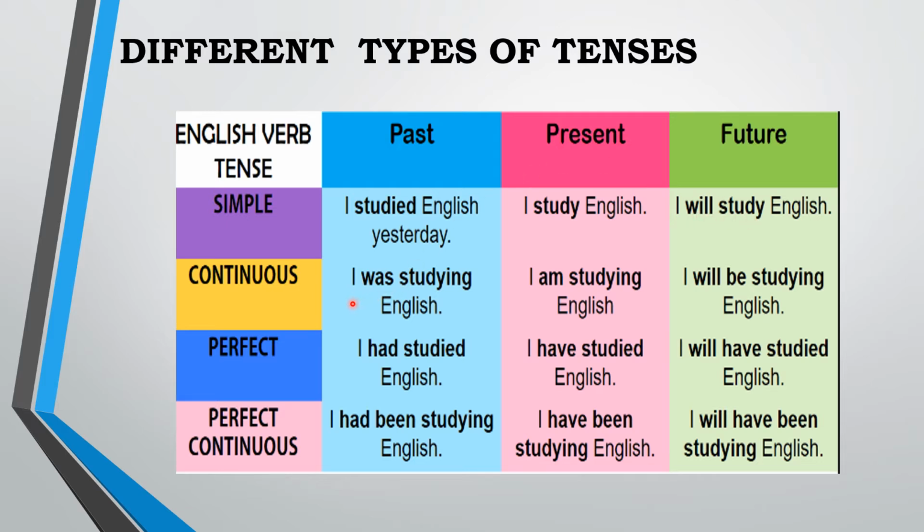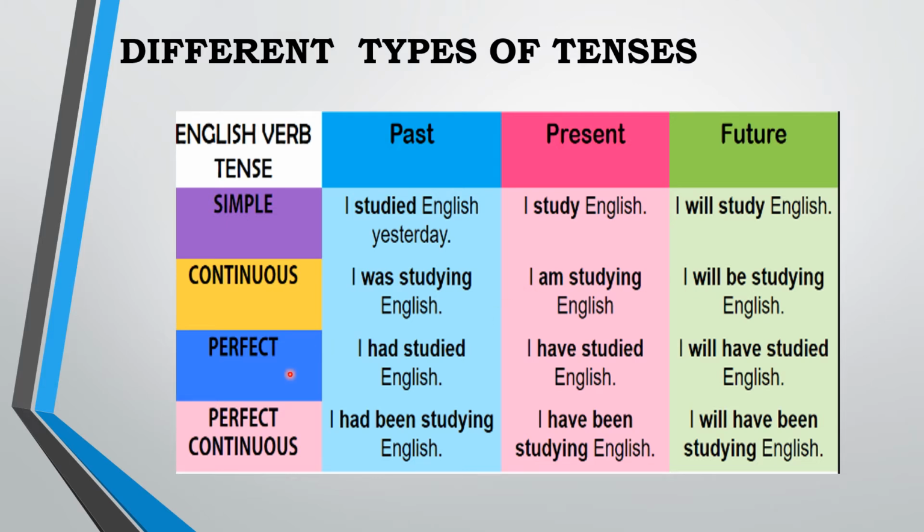Coming to continuous tenses, I was studying English, which is your past continuous. So study plus ing form. We all know that ing form is for the continuous tenses. We are just revising the tenses, the concept you have already learned in grades 5, 6 and 7. So we know for continuous tenses, we have the base verb form plus ing, which gives you the continuous tense. So I was studying English becomes your past continuous. I am studying English becomes your present continuous. And I will be studying English becomes your future continuous.